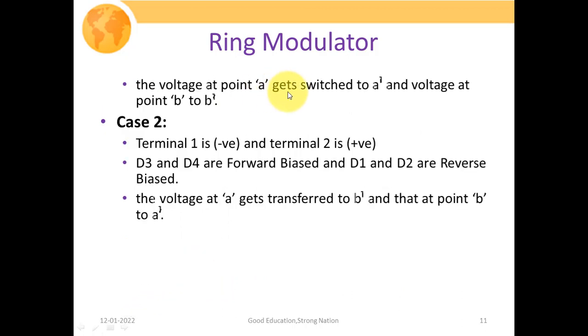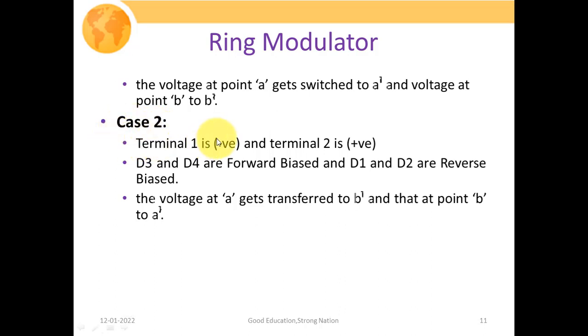The voltage at point A will get switched to A1, and voltage at point B will switch to B1. So we could say that plus xt would have been switched, or we are going to get Vt as plus xt.